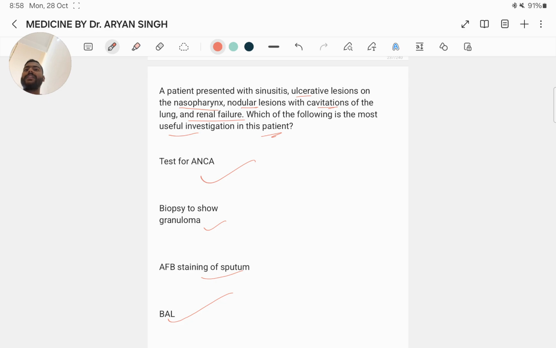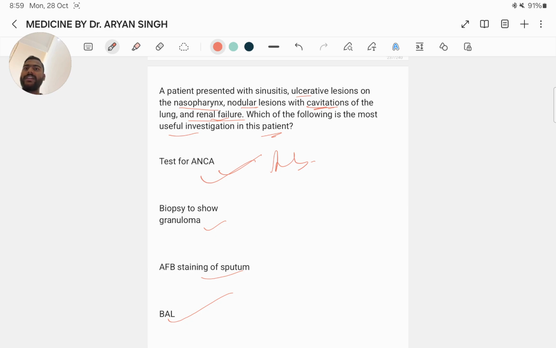Here the given patient has involvement of the upper respiratory tract, chronic sinusitis, ulceration of the nasopharynx, lower respiratory tract, nodular lesion or lung cavitation, and kidney, renal failure, which is suggestive of granulomatosis with polyangiitis, Wegener granulomatosis, and testing for cytoplasmic ANCA, or cANCA, would be the most helpful investigation for the condition. Here the answer: test for cANCA. Granulomatosis with polyangiitis is a granulomatous and necrotizing vasculitis of the small arteries and veins that may affect the upper respiratory tract, lower respiratory tract, and kidneys.